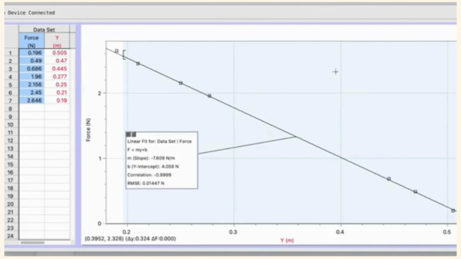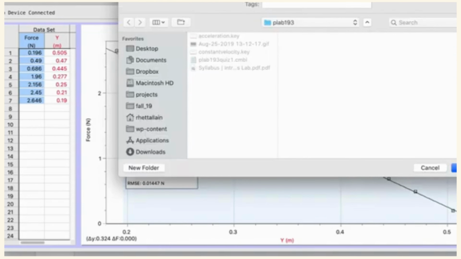Boom. So here I get the slope is negative. It should be, because remember I'm measuring up, but it doesn't really matter. So I get 7.609 newtons per meter. That's my spring constant right there. That's pretty nice. That's a pretty linear fit. I didn't even do a great job, right? Okay, so let's just save this somewhere. That's fine. Spring 1.